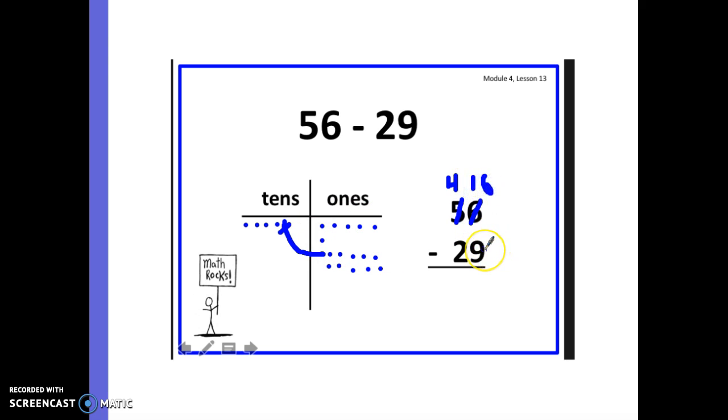And now, can I take away 29? I sure can. So I'm going to cross out this one and this one. And I'm going to do 9 from down here. All of these get to go. All of these get to go. And then I count what's left. I have 2 10s. And I have 6 1s and 1 other one, so that's 7. So my answer is 27.